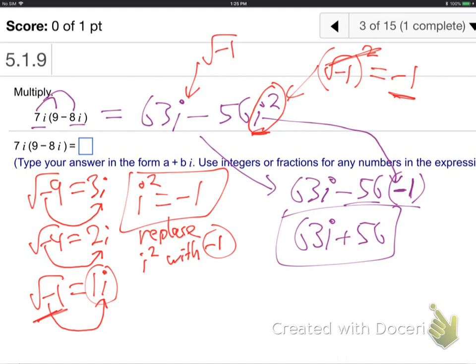So in effect, i squared just ends up changing the sign of whoever he's next to, because he's -1. Is that okay if I just skip that step from now on? I'll go from 63i minus 56i squared to plus 56, because that i squared to -1 just changes the sign of whomever he's next to. Does everybody see that? So i squared is just -1. We never leave i squared. It's a plain, normal -1.